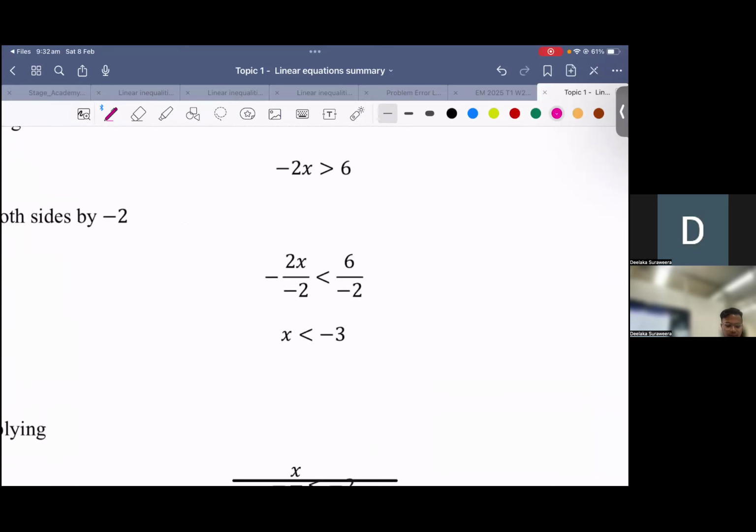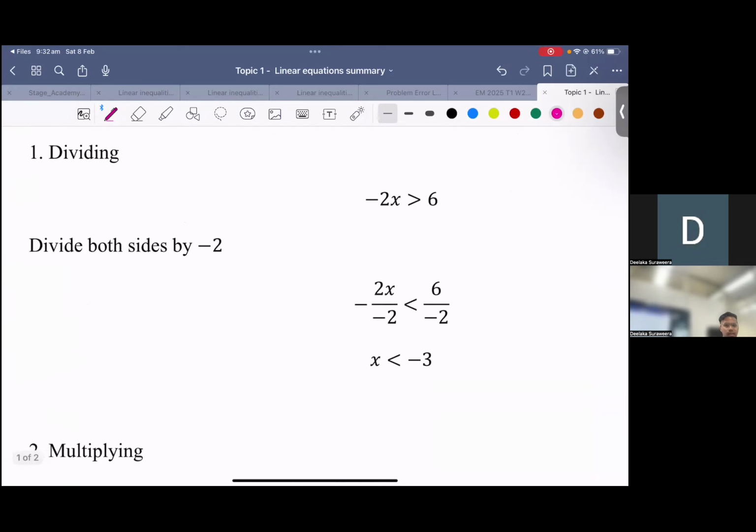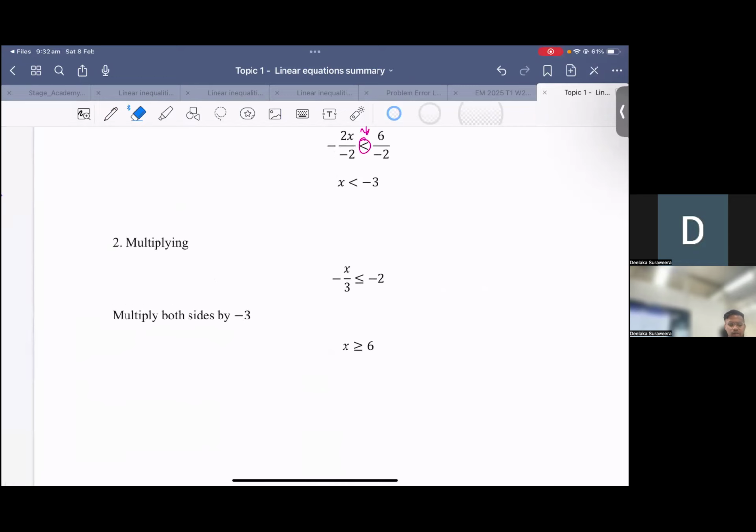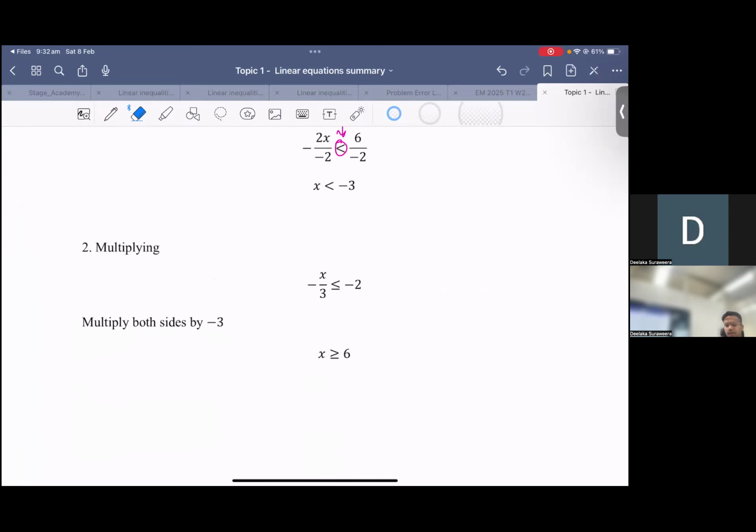So here's an example, right? If you have negative 2x is bigger than 6, you divide both sides by negative 2. That's the standard algebra step. And the only difference from an equation is that the inequality sign flips, right? From here to here, this flips. Make sense? And the same for multiplication. Here we multiply both sides by negative 3, and then the inequality flips.